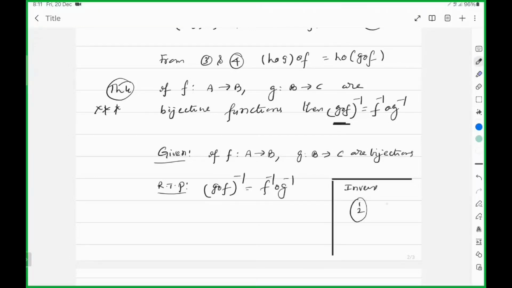Here you take 1, 2, 3, 4. It is one-one and onto. F inverse will map from B to A: 3, 4, 1, 2. That's how the inverse function is defined. Once it is bijective only, the inverse will exist, whose codomain and domain interchange.